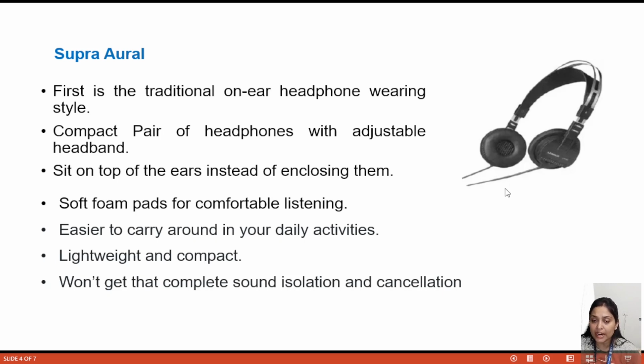It is easier to carry around in your daily life, lightweight and compact. But you won't get comfortable sound isolation and cancellation. This is the problem here for supraaural: sound isolation and cancellation is not possible.